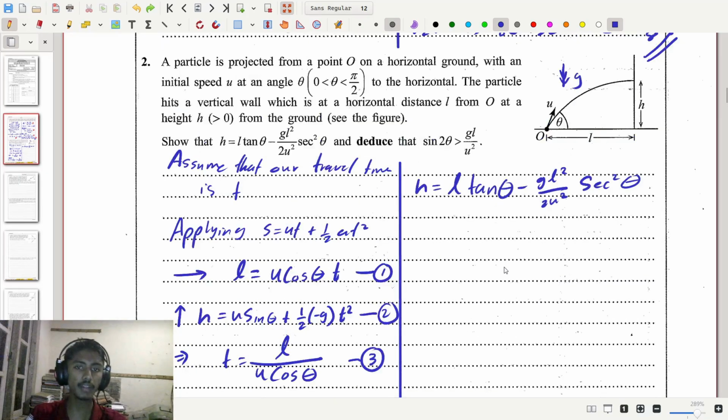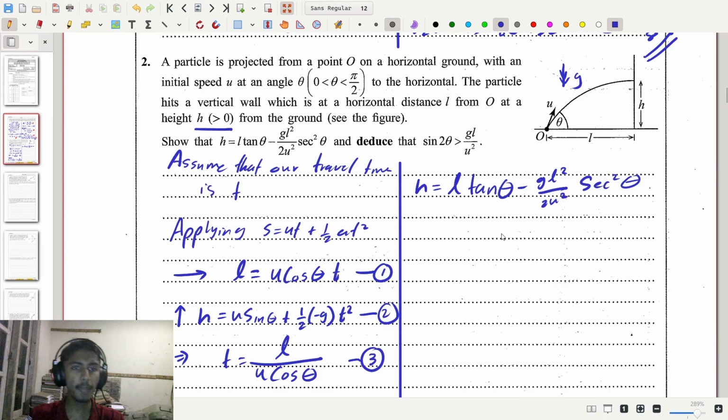So in the second part, we are asked to deduce that sine of 2 theta must always be greater than gL over u squared in this situation. Now for this, what we actually have to apply is the fact that our particle hits the wall at height h, that is vertically above our horizontal ground. Due to that, the value of h must be positive.